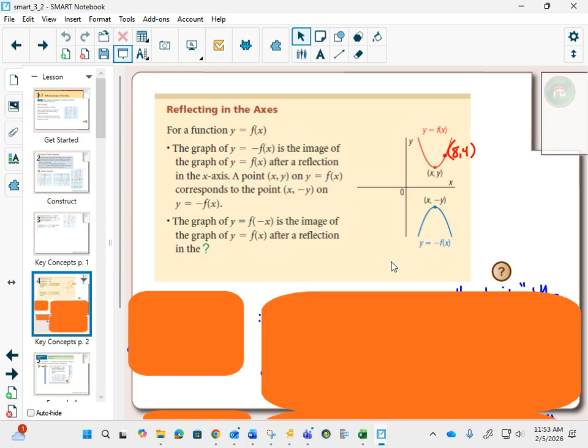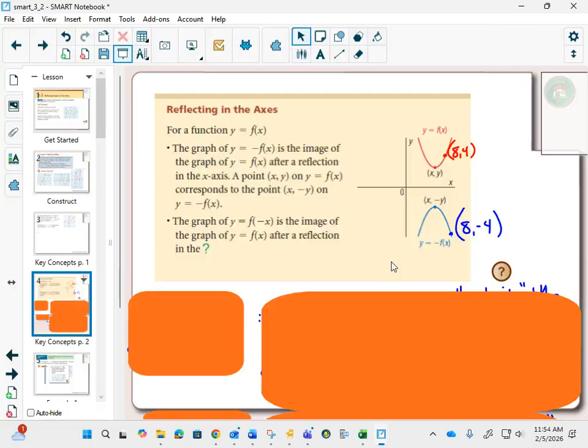And I labeled the point 8, 4 on there. That point, the y value is changing, and I'm just multiplying my y value by a negative. If I multiply my y values by a negative, it has the effect of flipping it over the x-axis.